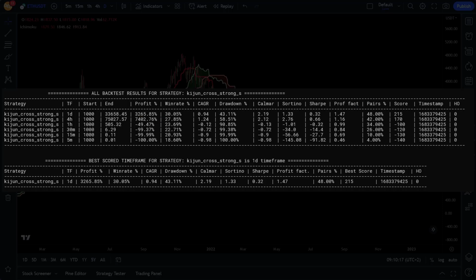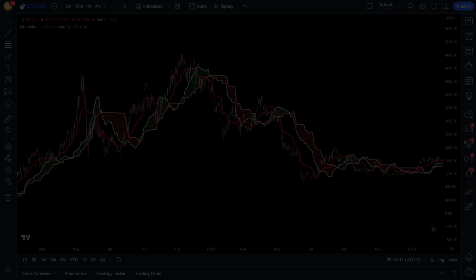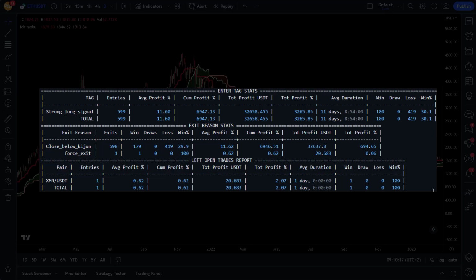On that 4-hour time frame, you would have to have a lot of patience and a long time and faith that these drawdowns can be turned into profits again. Looking a little bit closer at the entry and exit signals of the 1-day time frame, we can see here that the average profit of the trades is almost 12%, and that with only a 30% win rate.